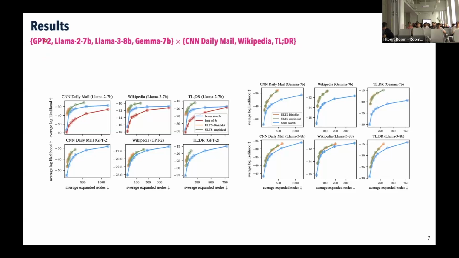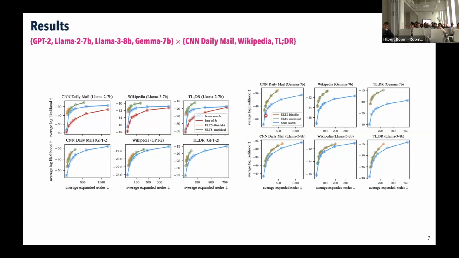Results. We have multiple LLMs here, like Llama 2 7 billion, Llama 3 8 billion, KMI, and so forth, and we also have multiple datasets. The way to look at these plots is to notice that the x-axis is the number of expanded nodes. Each node expansion means we call the LLM once, so the lower it is, the better. Towards the left would be better. The y-axis is the log likelihood that we obtain, so the higher the better. So towards the left and up would be best.